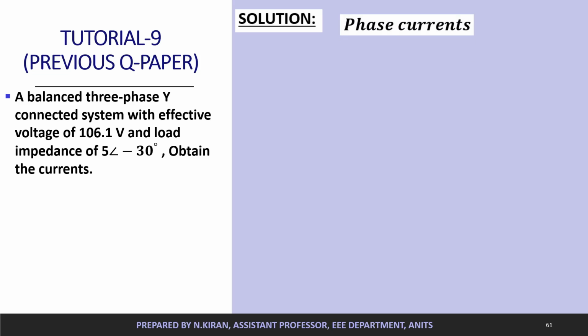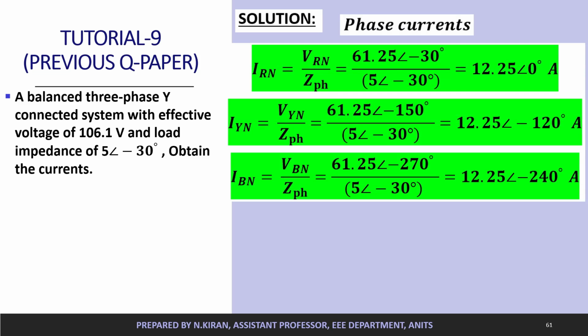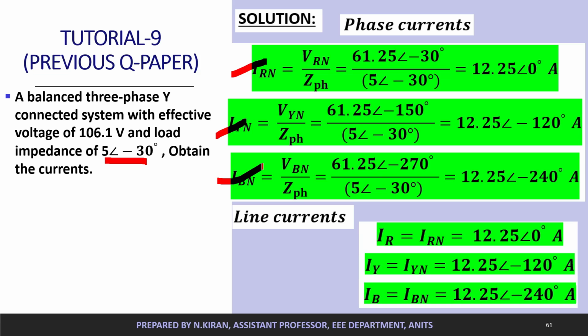After finding phase voltages, phase current is nothing but phase voltage by phase impedance. Just now we have calculated the phase voltages and we know the phase impedance to be 5 at an angle minus 30. So taking the ratio will give me the values of phase currents IRN, IYN and IBN respectively. Since this is a star connected system, we know the magnitude of line currents is equal to the magnitude of phase currents. So IR will be equal to IRN, IY will be equal to IYN and IB will be equal to IBN.